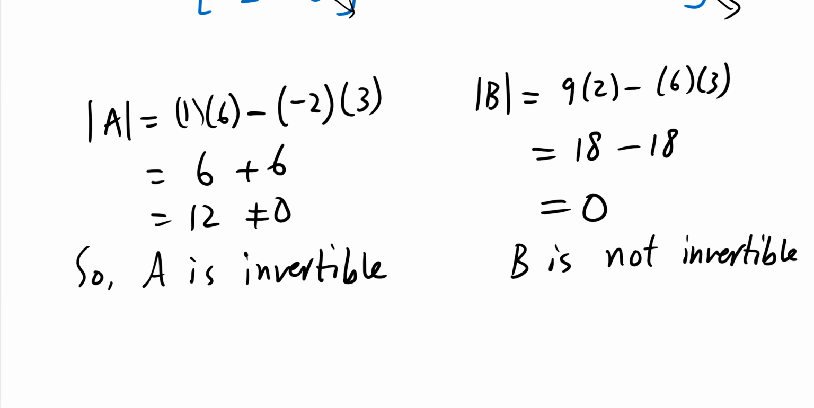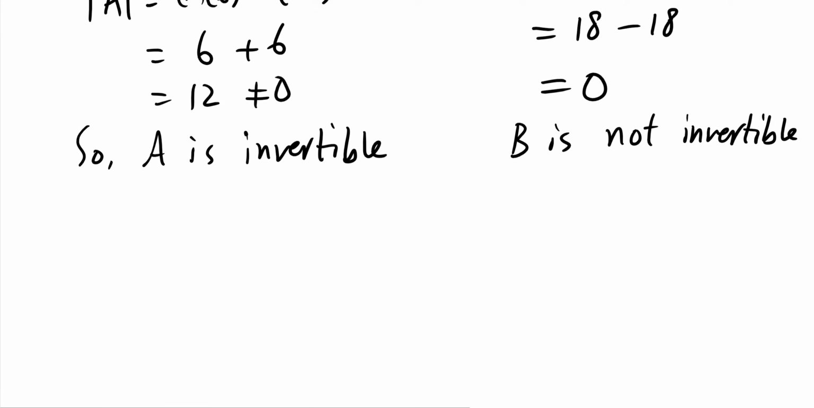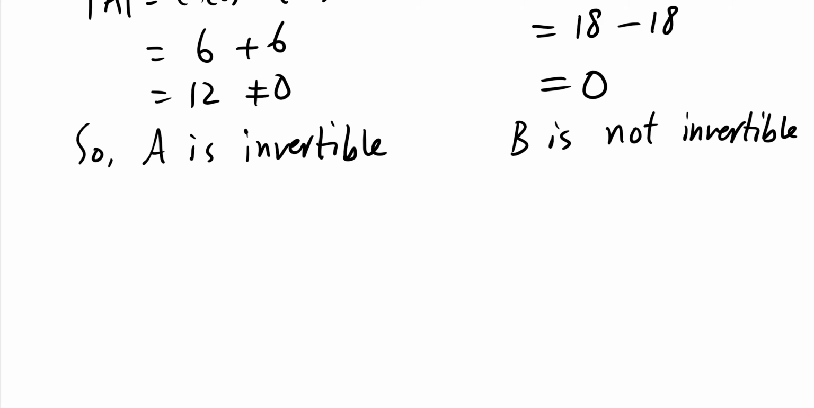So to check in general if a matrix is invertible, we need to find its determinant. If the determinant is 0, then it's not invertible. If it's not 0, it's invertible. Now we can apply determinants to a lot of things.